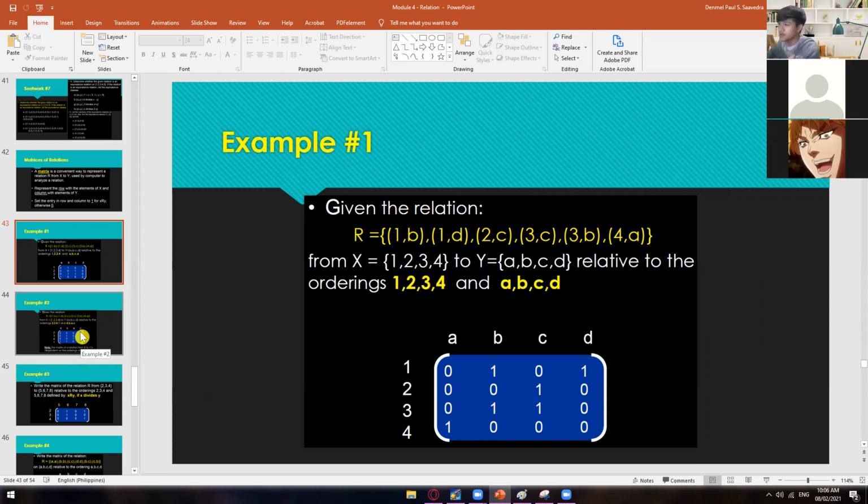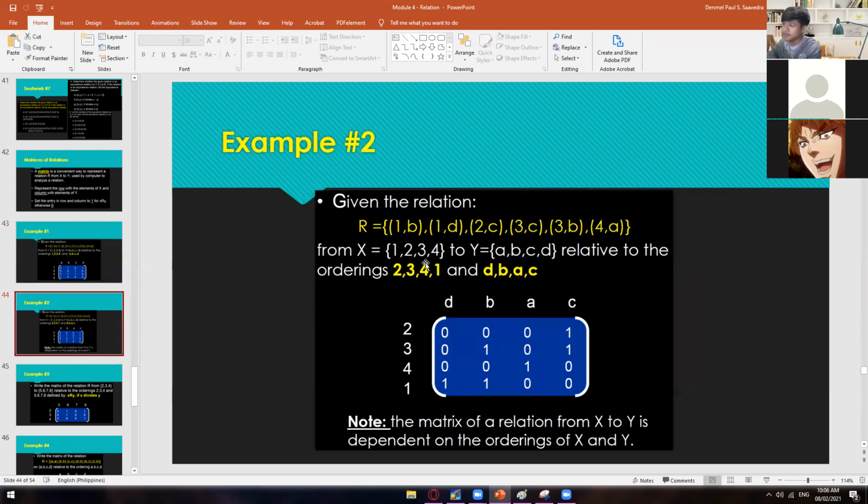All right. So, next example, I have this ordered pair or relation. And then we have this arrangement, 1, 2, 3, 4, A, B, C, and D. But when it comes to orderings in matrices, just be wary on this one. As you can see right here, we have 2, 3, 4, 1 for your rows, and then D, B, A, C for your columns. Okay. So, 2, 3, 4, 1, D, B, A, C.